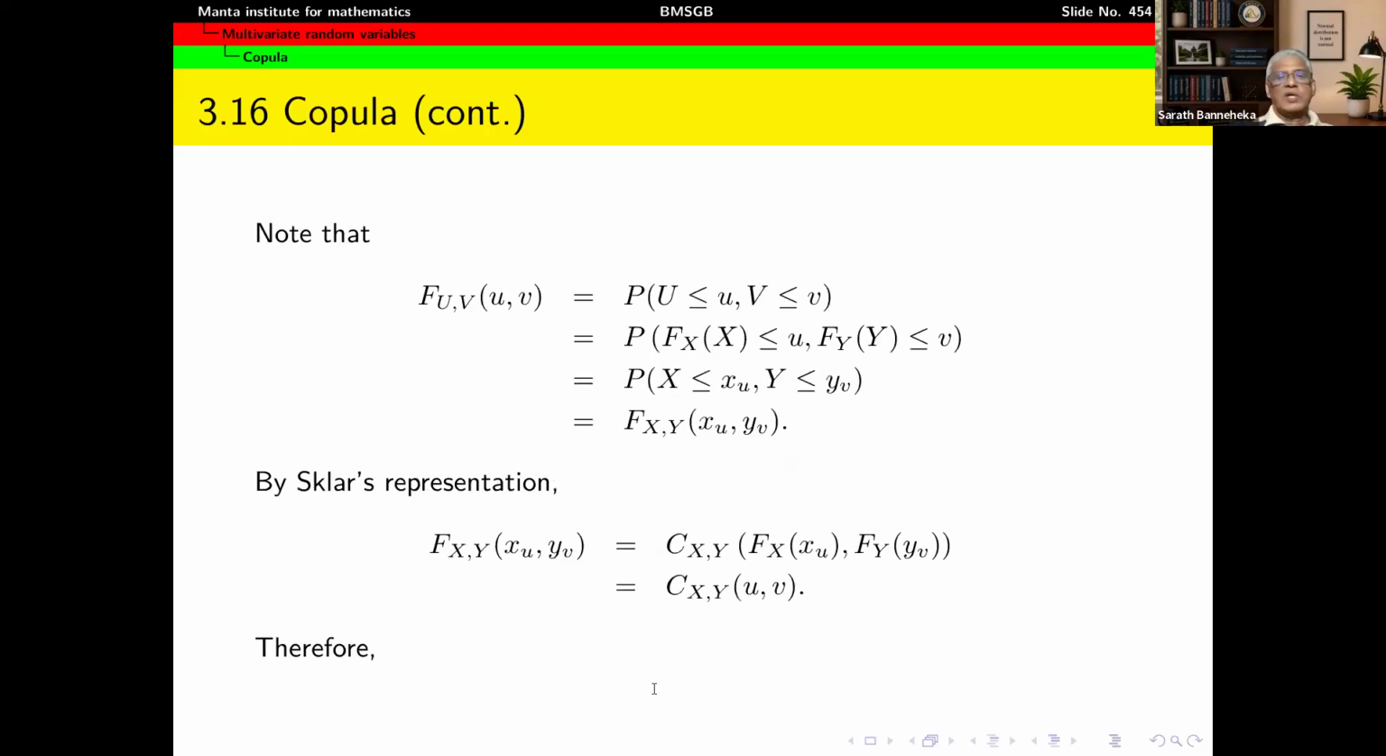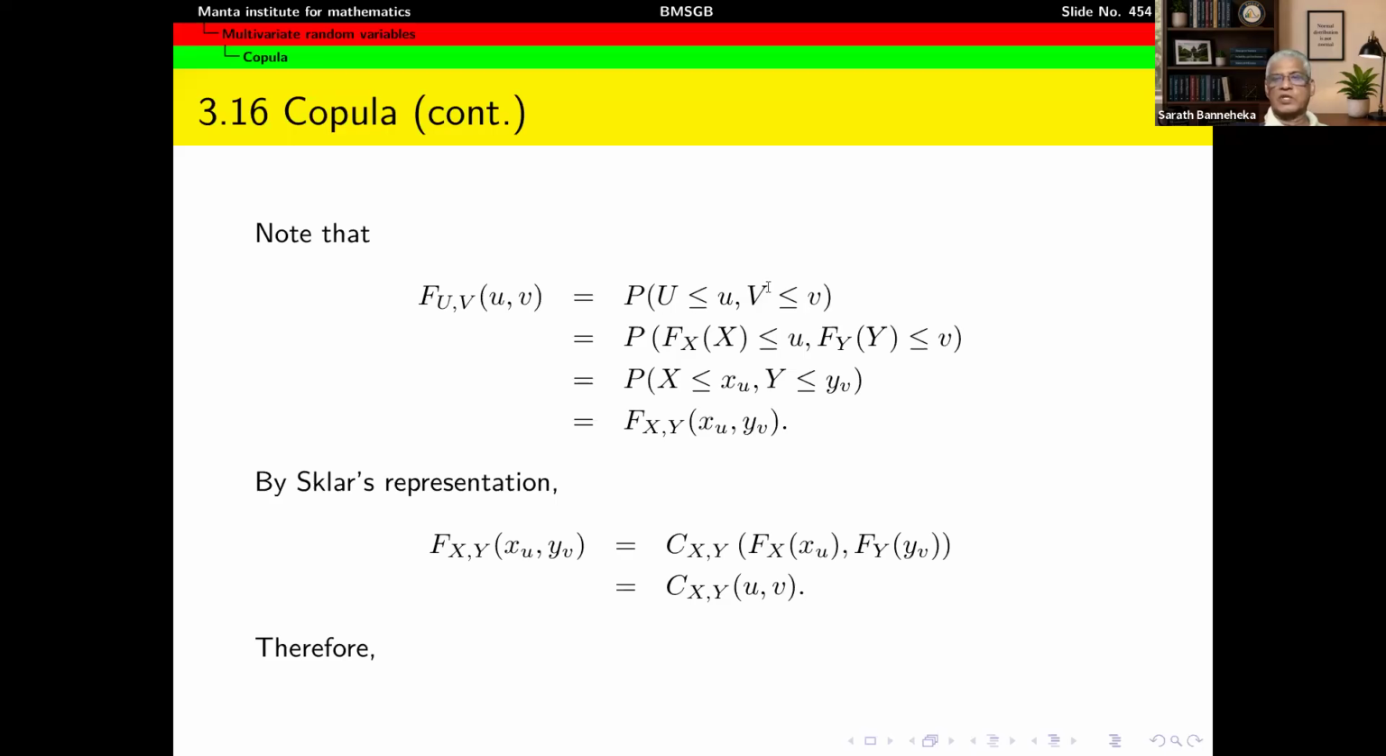Right. Now, let's look at the cumulative distribution function, CDF of U and V. So this is the joint CDF. By definition, that is equal to the probability that U is less than or equal to simple u and V is less than or equal to simple v.